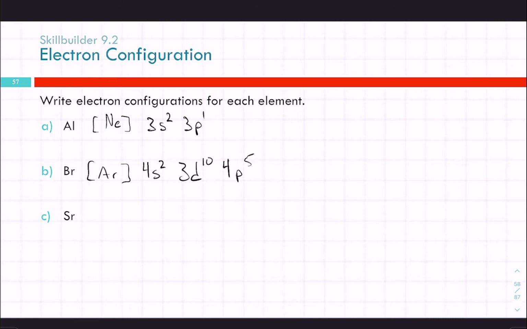So we can also look at, say, bromine should have 35 electrons. And so we have argon, which has 18. So 35 minus 18 is 17. And then adding our superscripts up here, we have 2 plus 10 is 12, plus 5 is 17. So we have all of the electrons that we should have.